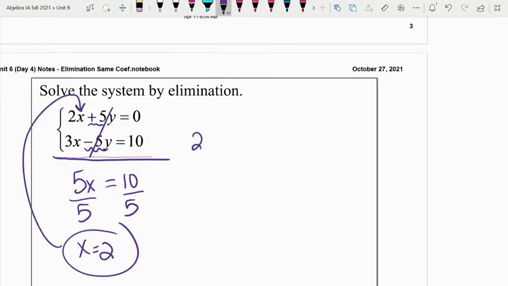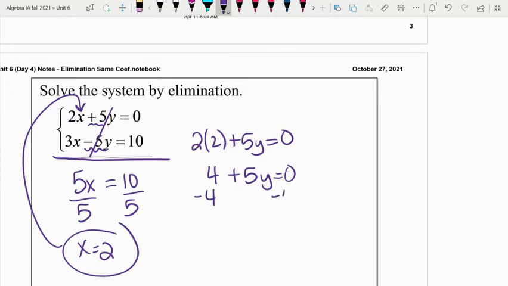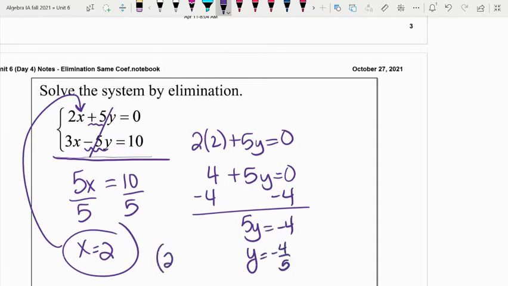So that means I have 2 times 2 plus 5y equals 0. Multiply, you get 4 plus 5y equals 0. Subtract 4 from both sides. So 5y equals negative 4, which means y is negative 4/5. So my coordinate point would be 2, negative 4/5.